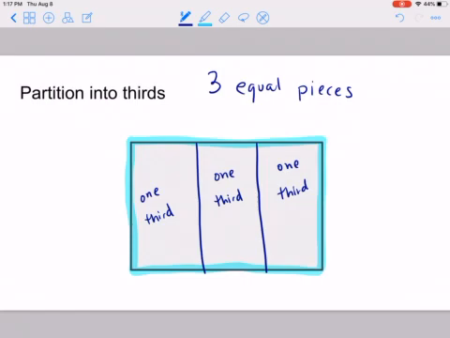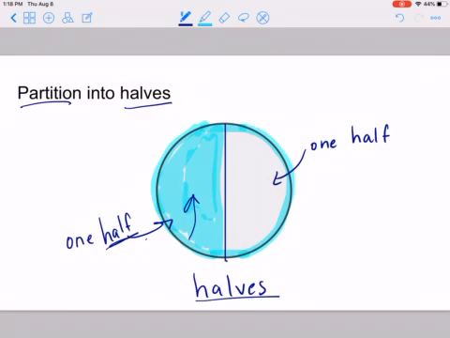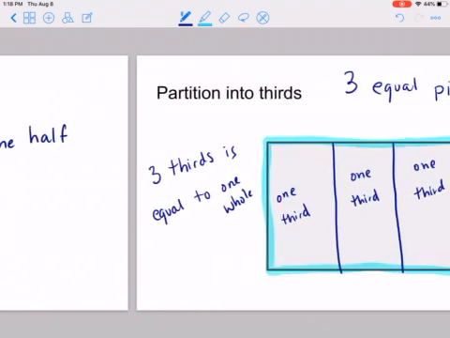So we have 1, 2, 3/3. 3/3 equals 1 whole. 3/3 is equal to 1 whole. That's how we think about that. So it takes 3/3, 3 1/3 size pieces to equal 1 whole. So 3/3 is equal to 1 whole. If we thought about that for this one, we would say 2 halves is equal to 1 whole.